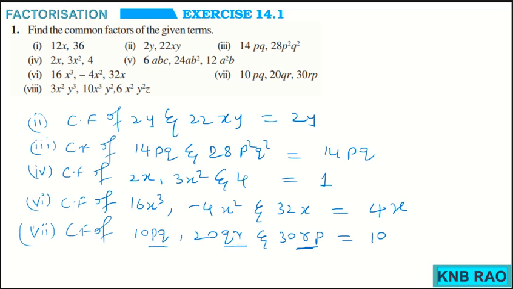Whereas in QR and RP, R is common, but R is not there in the first term. So like that, the variable part is missing one way or the other. Only 10 is the common factor.